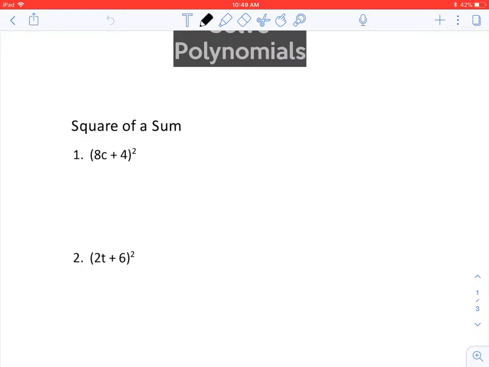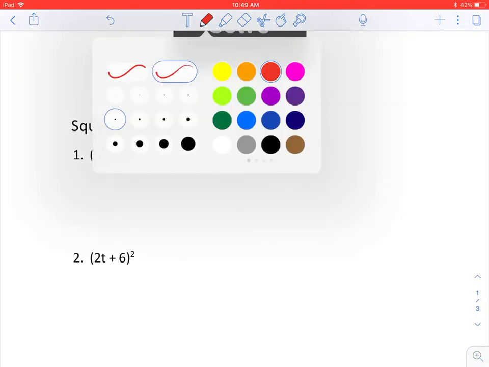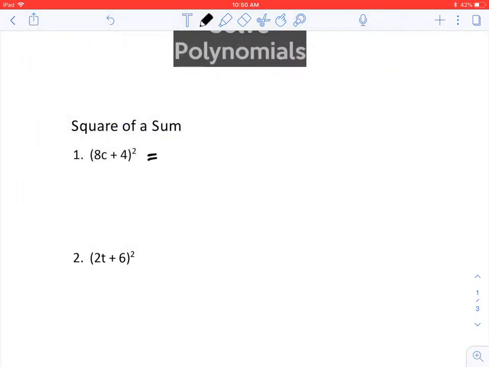Now, when you have a square of a sum, what you see is we have this 8c plus 4 squared. Now, you cannot take this square and distribute it to both things. That is wrong, wrong, wrong, wrong. Do not do that. My upper level math students like to do that all the time, but it is incorrect. What it means when you square something is you are multiplying that expression by itself. So the correct way is to write out 8c plus 4 and then multiply it by another 8c plus 4.